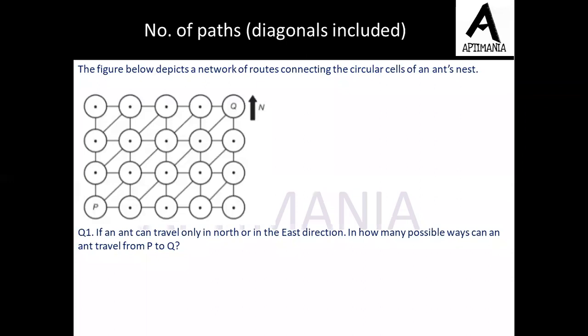If an ant can travel only in north or east direction, now this information depicts that either the ant can move horizontally or the ant can move vertically. When it is moving vertically, it is moving in north direction, and when it is moving horizontally, it is moving in east direction. Also, there is no reverse way, like the ant cannot move in west or south direction, right? In how many possible ways can an ant travel from P to Q?